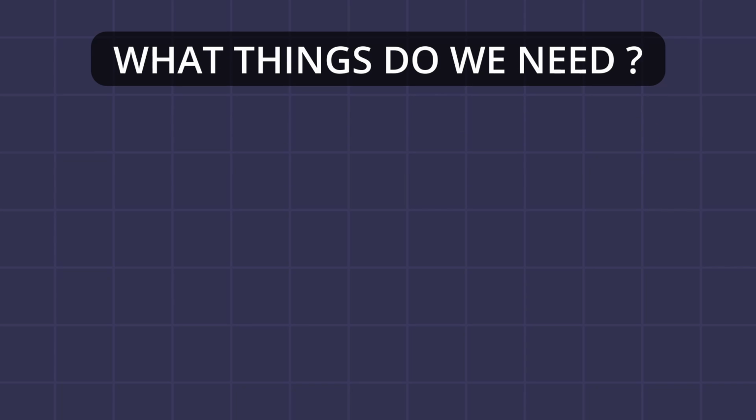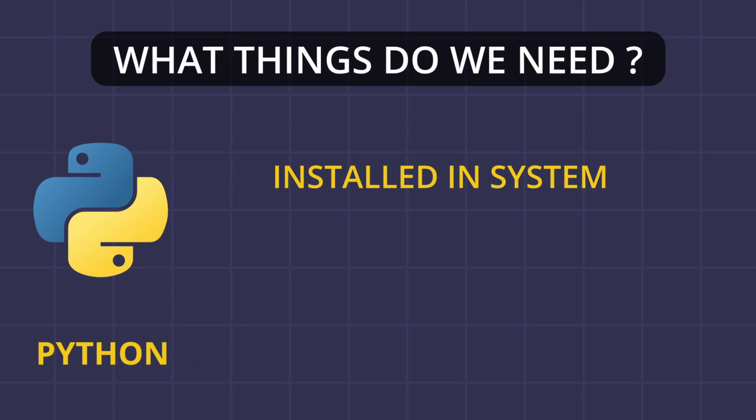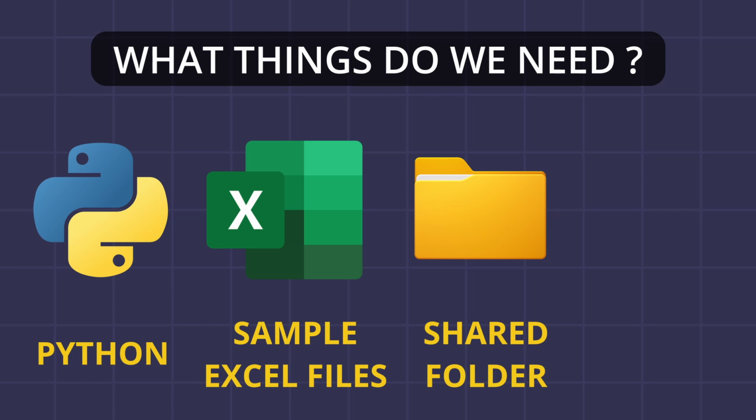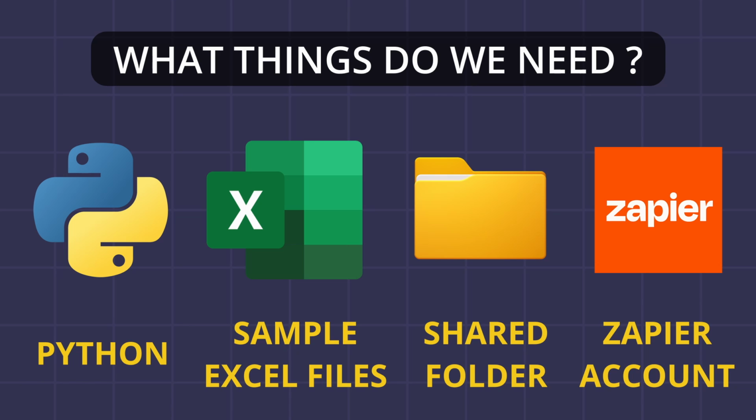So first up, let's see what we are going to need for this particular project. We're going to need Python installed in any form, optional for hosting the Python script, because we do need a compiler of Python. Then the second is a sample Excel file, maybe a sales data Excel file or any Excel file, a shared folder, either local or in Dropbox or Google Drive, then a Zapier account. So let's see if we have all of these. I'm going to use VS Code for this particular code.